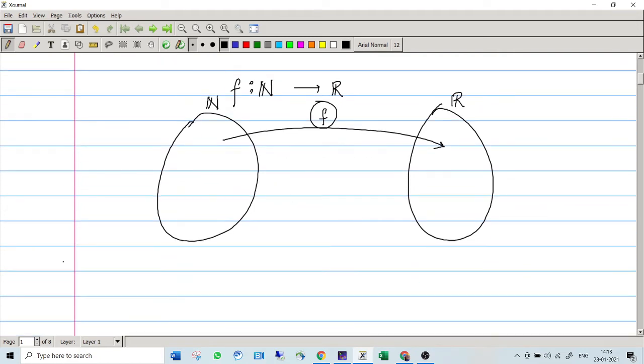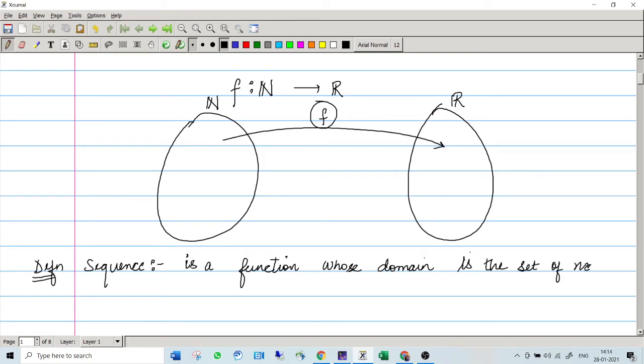So formally defining sequence, sequence is a function whose domain is the set of natural numbers and codomain is the set of real numbers, right? So that's how you define a sequence.